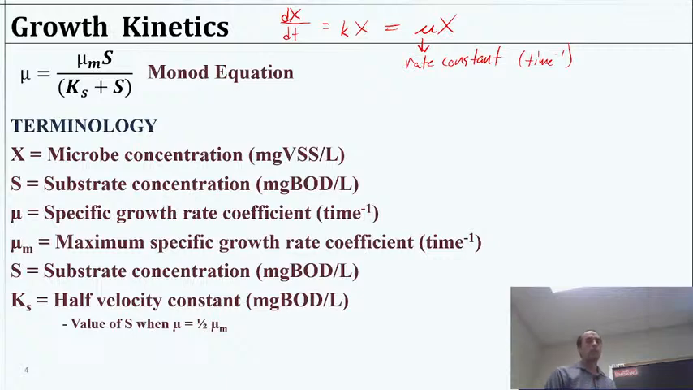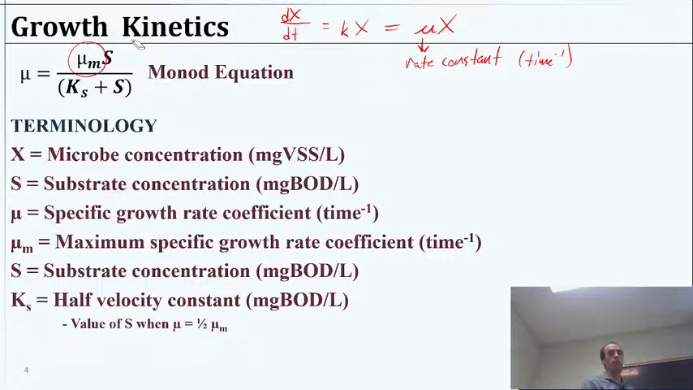You'll notice we have this mu max times S divided by Ks plus S. This Ks is a constant. We'll come back and talk about that in a moment. It's also in the same units as food, the substrate concentration. So what happens is no matter how big Ks is, if S is infinite, it becomes kind of irrelevant, and then you've got essentially an infinity over infinity. Those will cancel, and what's left is this mu max.